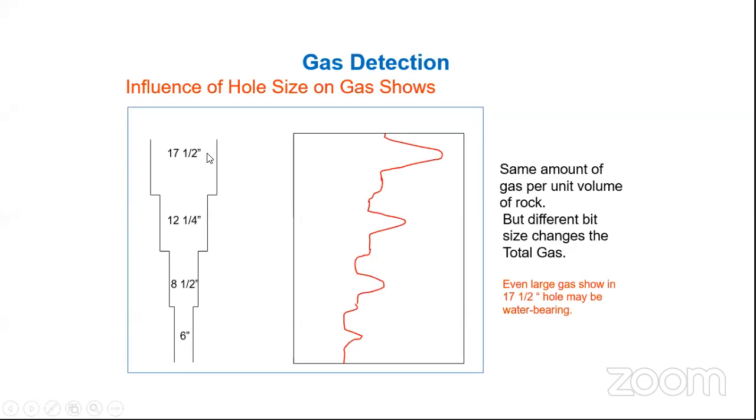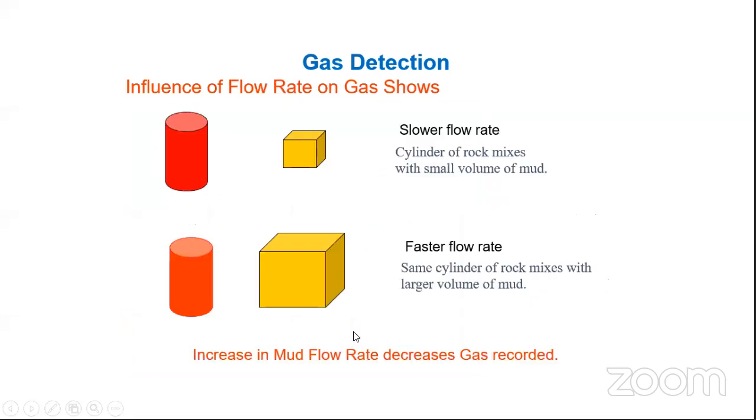It's a very simple example. Okay, so smaller hole size is the same, unless the formation is changed, then we are expecting less gas. Why? Because we are drilling less amount of the rock cuttings, rock volume rather. So this is very important and very simple and very good example. The same amount of gas per unit of volume of rock, but different bit size can change the total gas. As you see here, as we go from 17.5 to 6 inch, see how it comes down.